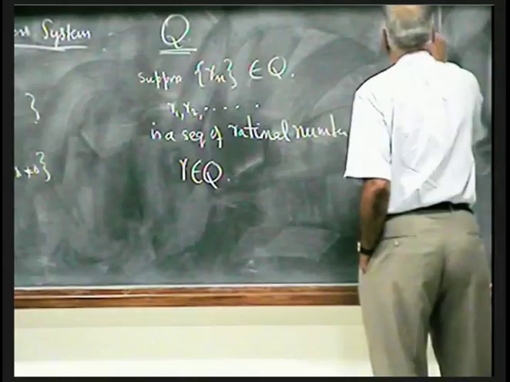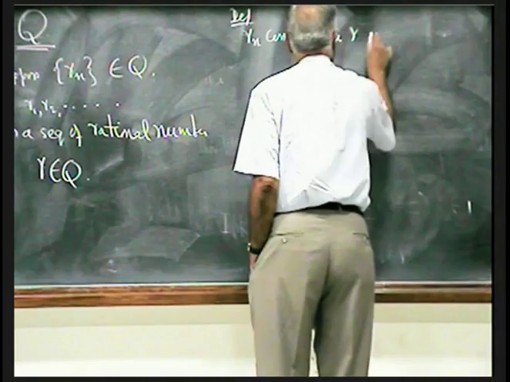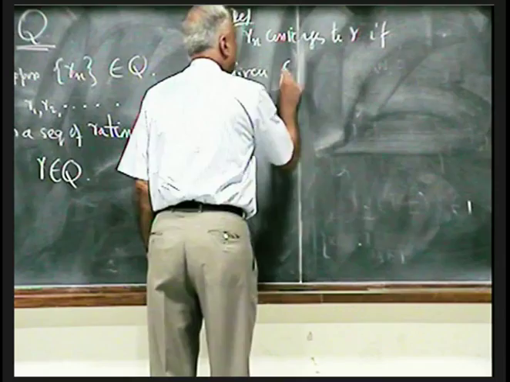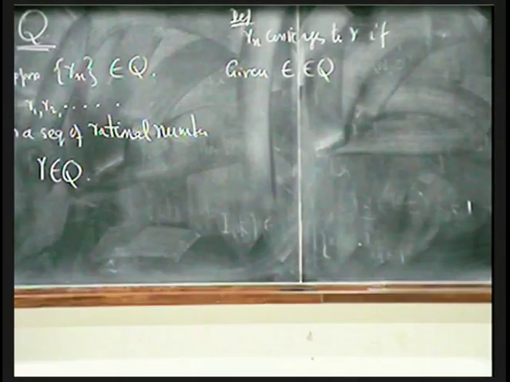Definition: Rn converges to R if it gets closer and closer to R, whatever that means. How close? You tell me how close. You tell me your tolerance limit, then I will make Rn go to R within that tolerance limit by taking n large enough. So first, given is the tolerance limit: given epsilon, which has to be a rational number, because all calculations are with rational numbers. Epsilon in Q, epsilon greater than 0.